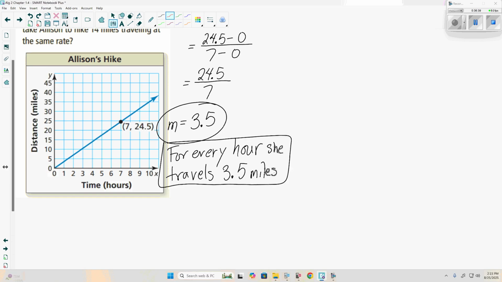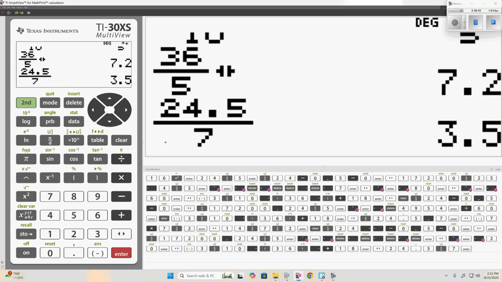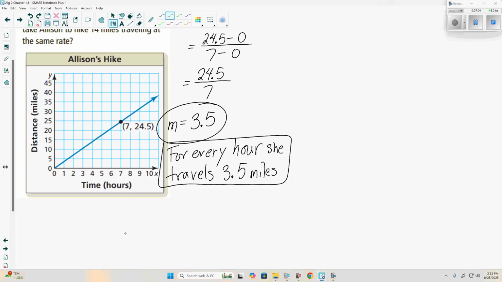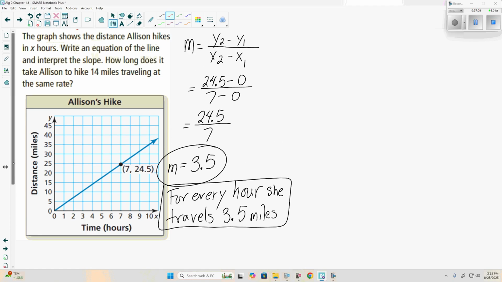Yes. Now, if we wanted it as a fraction, we could have told it to convert it to a fraction, and that would say for every 2 hours, she travels 7 miles, yes? Well, 3.5 plus 3.5 is indeed 7. It is saying the same thing, just in a different form. So, we found the slope and we interpreted it.